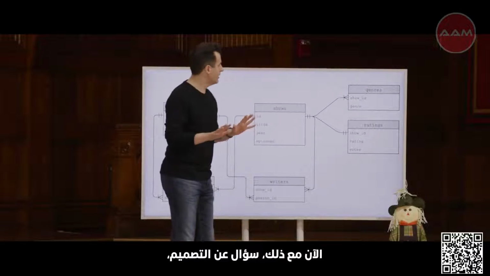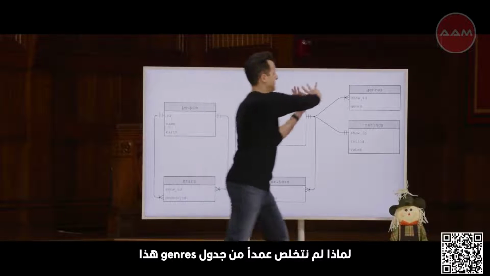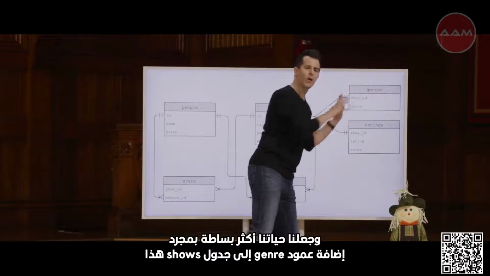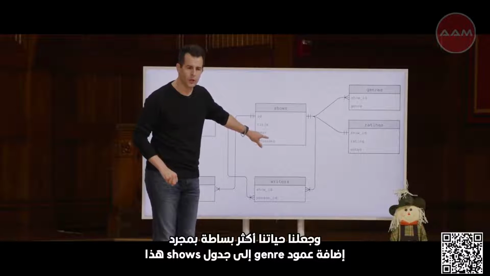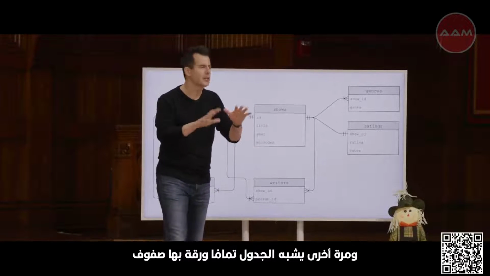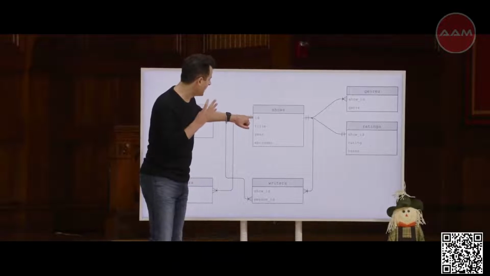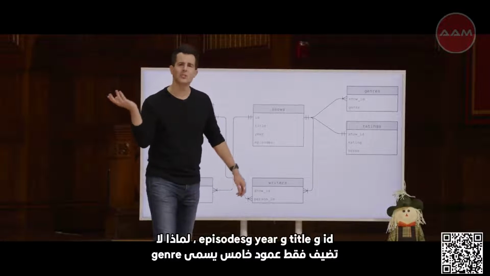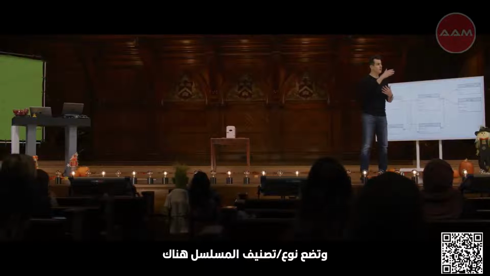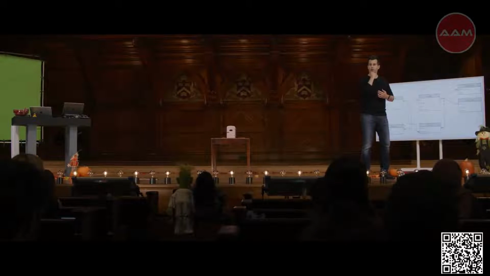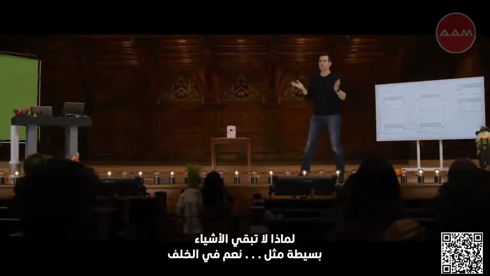Now, with that said, design question, why have we deliberately not just gotten rid of this genres table and made our lives simpler by just adding a genre column to this shows table? And again, a table is just like a sheet with rows and columns. At the moment, shows only have 4 columns, ID, title, year, episodes. Why not just add a 5th column called genre and put the show's genre there? Any intuition here? Why not just keep things simple?